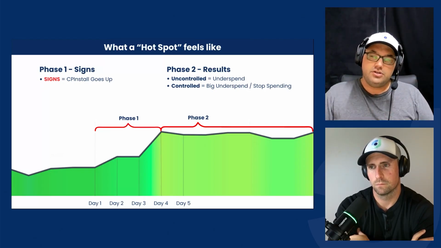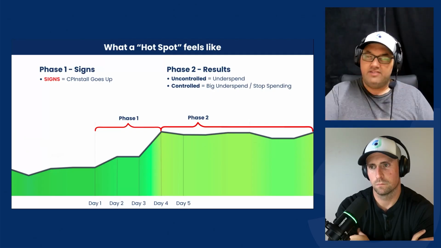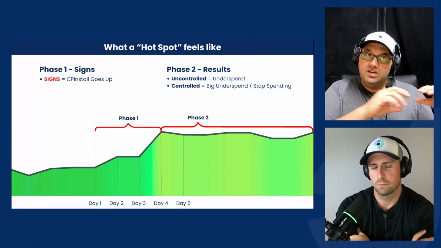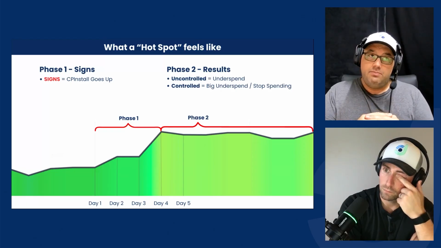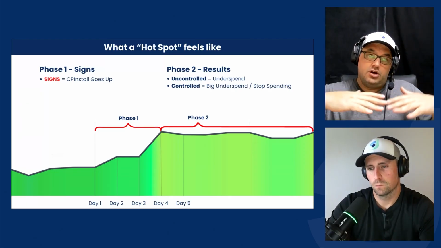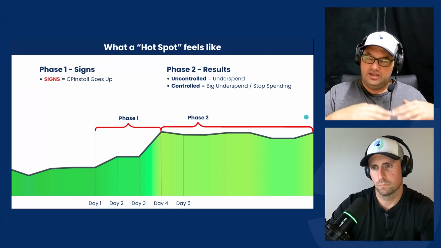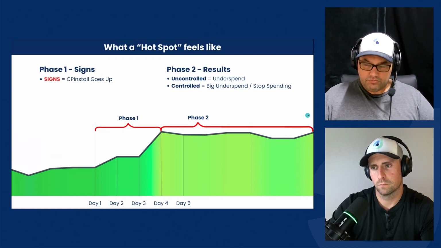If you have cost controls in place, we often refer to that as being in a controlled advertising space. You're either going to see underspend or some of your campaigns are going to stop spending entirely. So the costs are going to be too high. Those guardrails are going to kick in and stop that ad campaign from actually running.